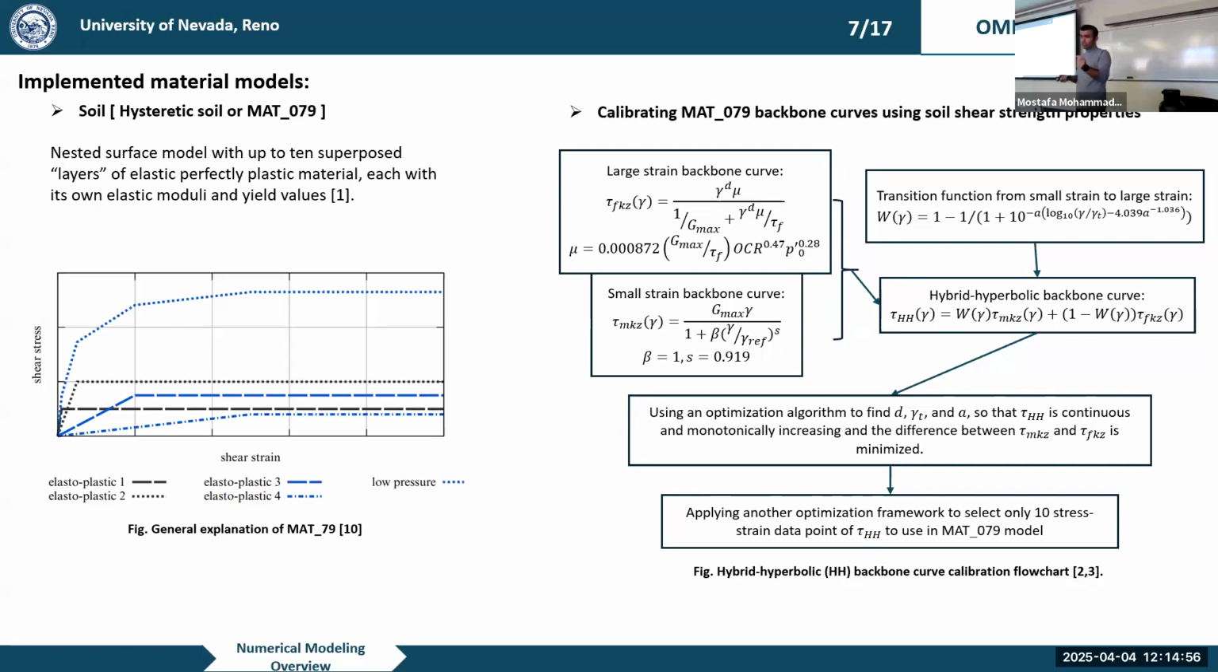But one of the limitations in LS-DYNA was that it can only take 10 data points of the backbone curve, as I told you. So I needed to come up with another optimization framework to select only 10 stress-strain data points of tau HH to use in my model. And those nodes needed to be picked not randomly; they needed to have some criteria. For example, they needed to capture both the smallest strain behavior, let's say the Gmax of the soil, and the largest strain behavior, the soil strength. So I came up with that optimization framework, and we were able to calculate the backbone curve that I'm going to use in my simulation.